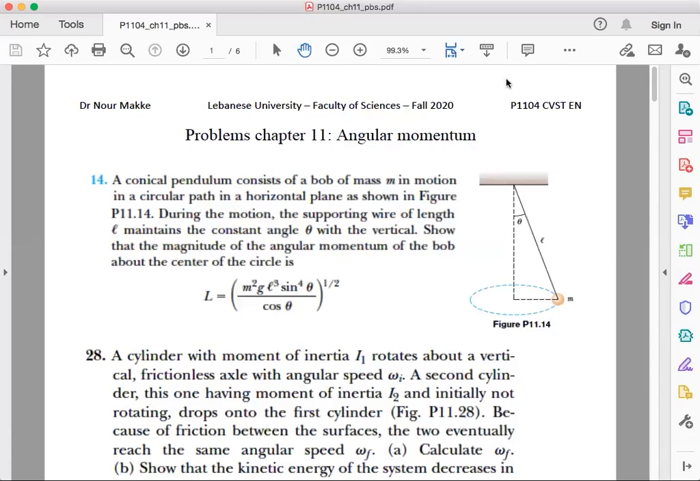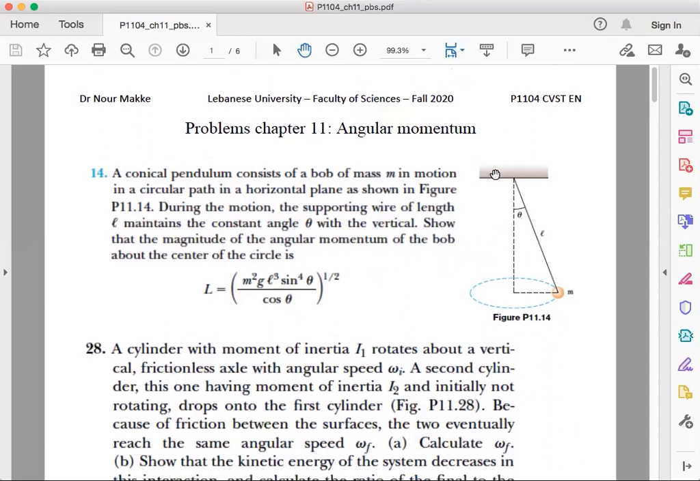Problems of chapter 11, they are given in this file. So let's start with problem 14 in chapter 11. A conical pendulum consists of a bob of mass m in motion in a circular path in a horizontal plane as shown in this figure, figure 11.14.